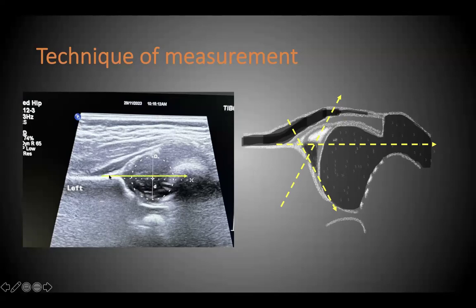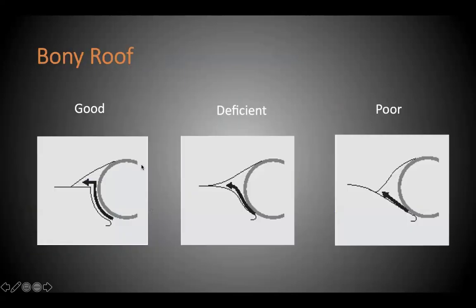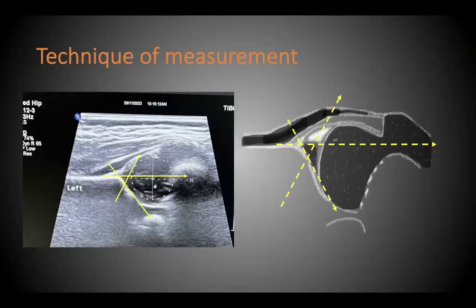So here on this example, this is your baseline. This is your acetabular bony roof line. And your cartilaginous roof line goes between the turning point and the center of the labrum. As you can see, even on an ultrasound scan, they hardly meet at a single point. So this is the calculation of angles.